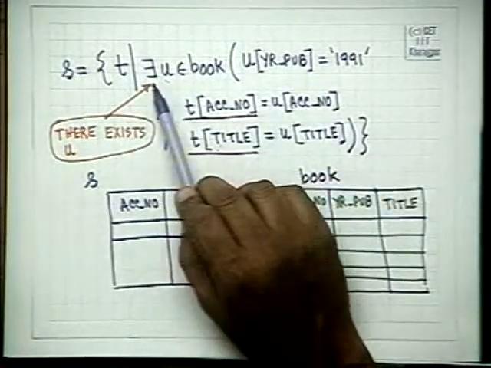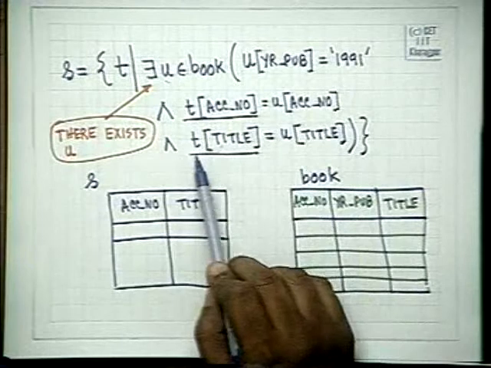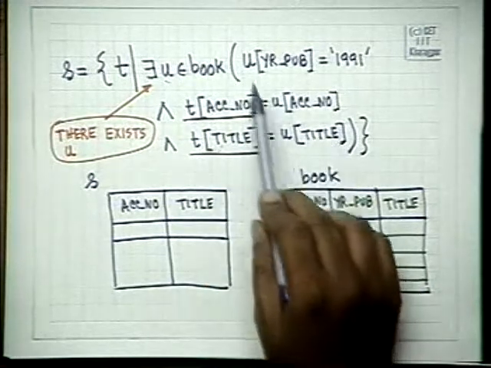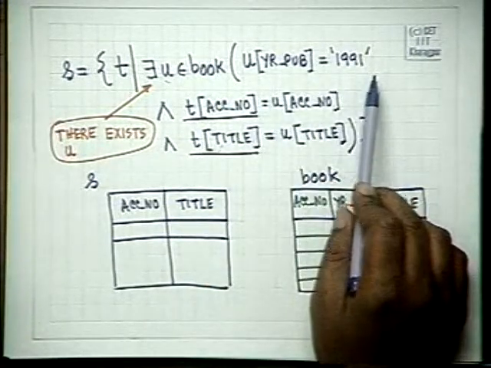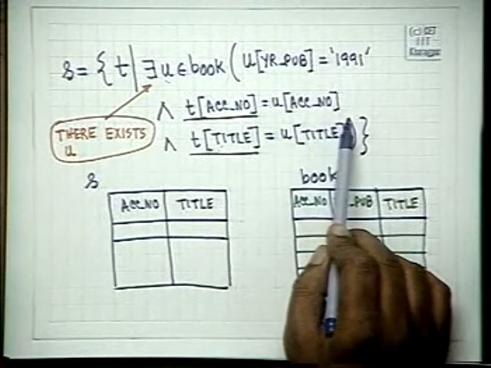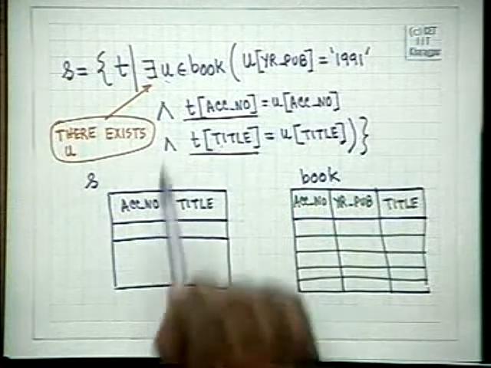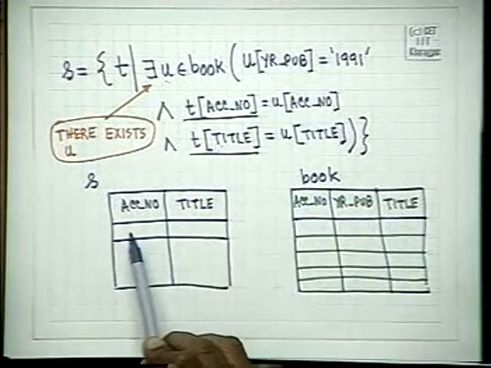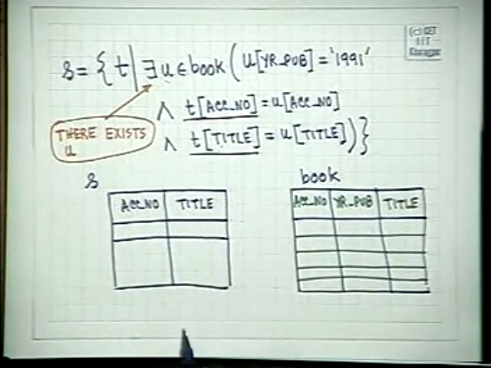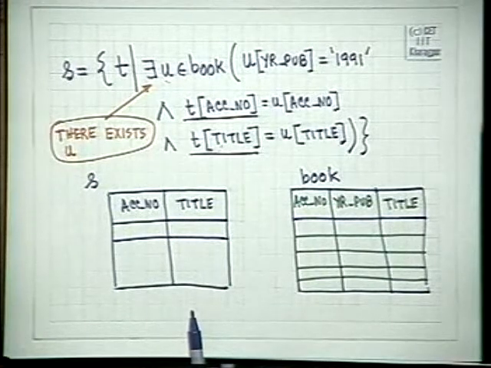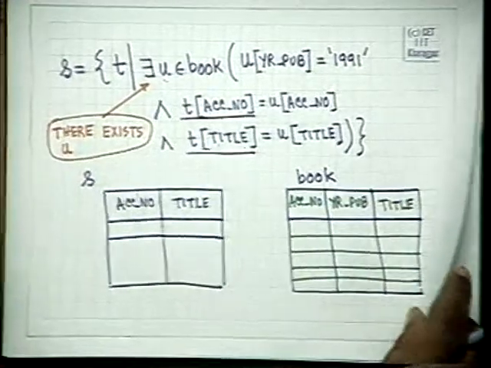You can write there exists U element of book, T title equal to U title, and U year of publication equal to 1991, and T accession number is equal to U accession number. That's all. You have to just specify that this relation must hold for each and every tuple in T. Let's see another example.